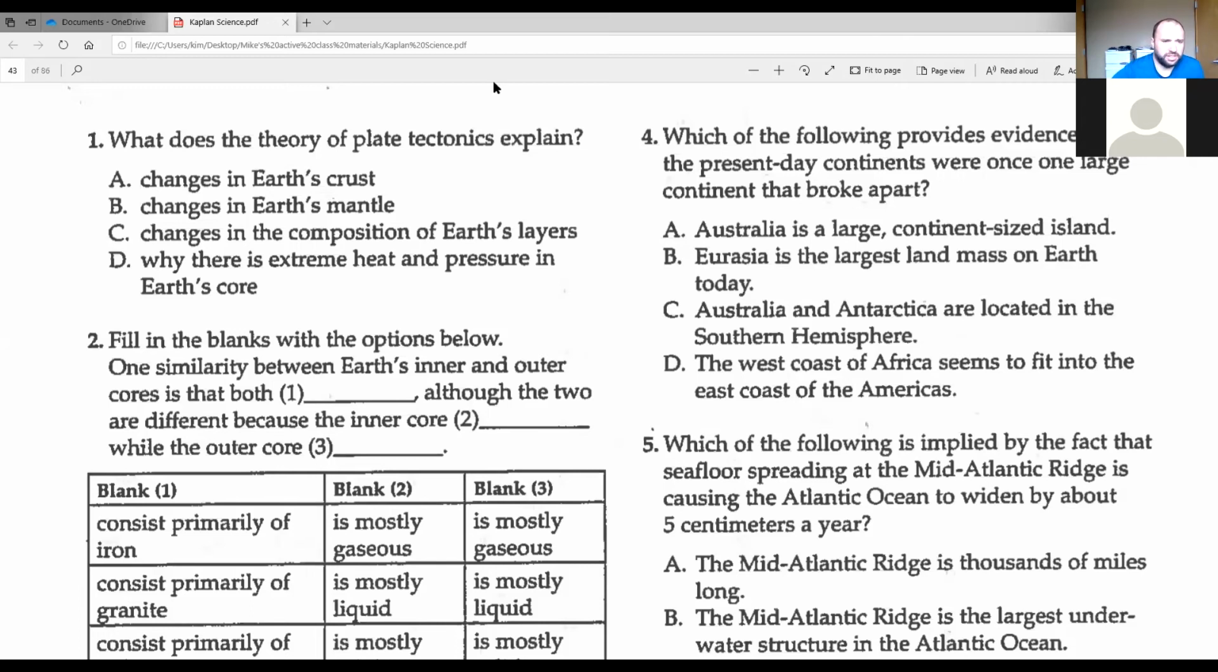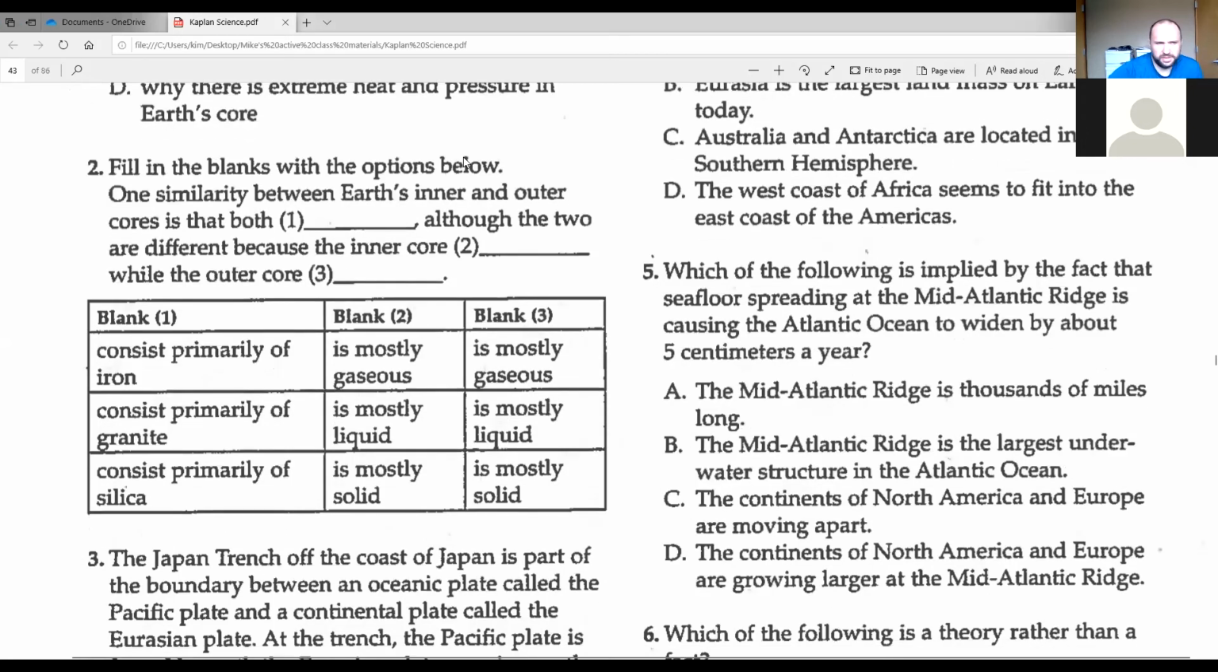Okay, so let's look at number 2. Number 2 says, fill in the blanks with the options below. One similarity between the Earth's inner and outer cores is that both blank. So let's just maybe go through this one step at a time. For the first blank, here are our options. Consists primarily of iron, consists primarily of granite, consists primarily of silicon. Remember, the Earth's inner and outer cores are both made up of iron. Right? So consists primarily of iron.